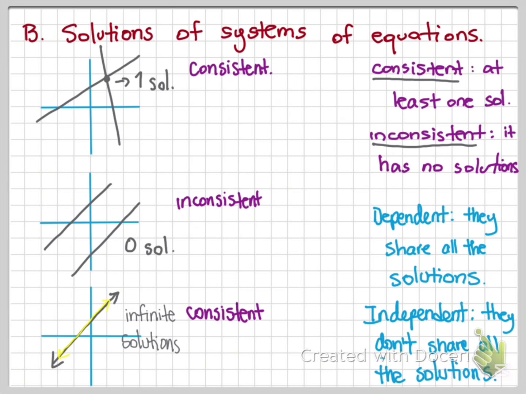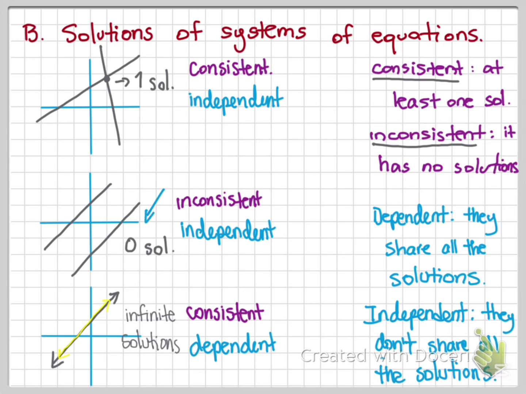Now, the next one is dependent or independent. To be dependent, they have to share all of the solutions. So this is the only one that is dependent. And notice it almost means that they depend on each other to exist. So they are dependent. Now the other two are independent. And again, independent means that they don't share all of the solutions. So in the first case, we only share one solution. And in the other one, we don't even share any solutions.